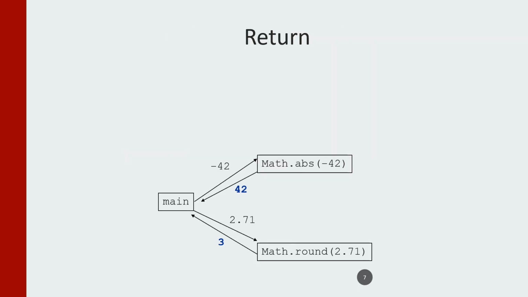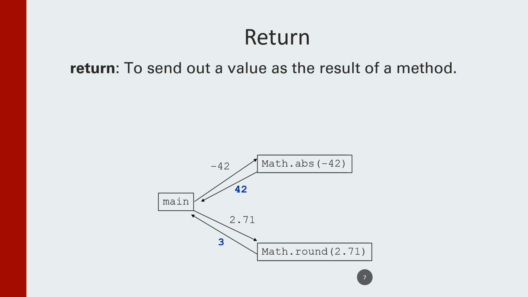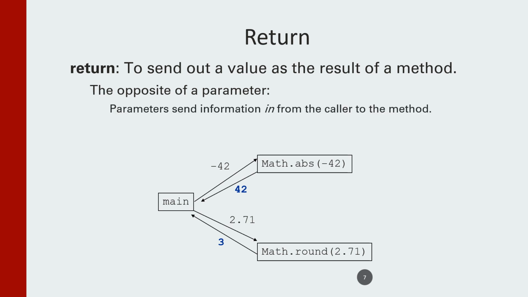Now, math methods return rather than print. Return means to send out a value as the result of a method. It's the opposite of a parameter. Parameter is the number that you would write in there. For example, if I have Math.abs(-42), the parameter is negative 42. The parameters send information in from the caller to the method. So main is actually calling Math.abs, and so it's sending in this information, negative 42. The return values send information out from a method to its caller.